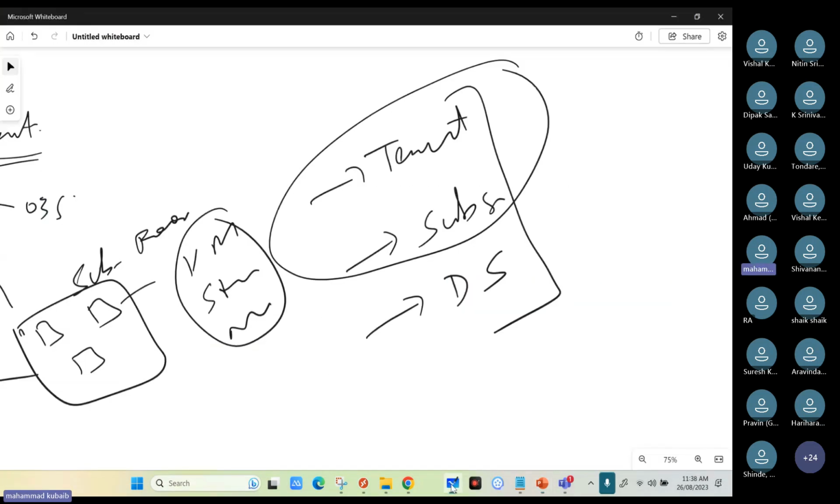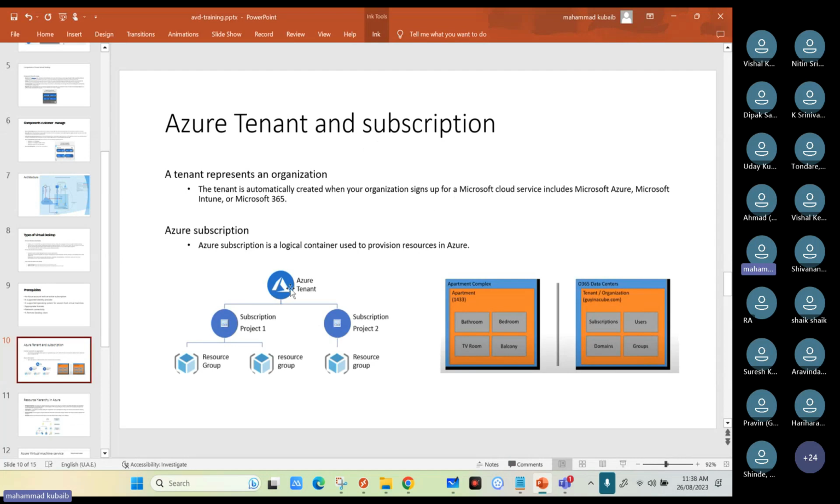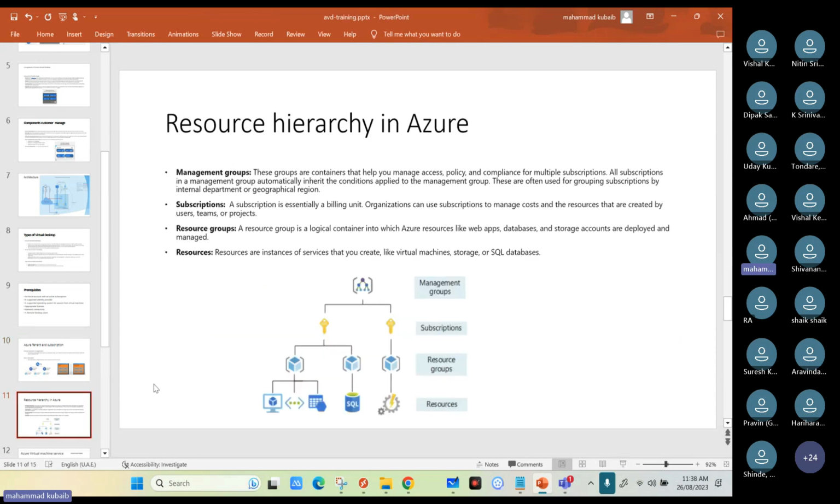If I go to my diagram over here, as you can see, you have the Azure tenant. Under that, you have multiple subscriptions, subscription one, subscription two. Then you have resources. So this is a brief about what is a subscription. Now there is one more concept called management group. If you go to this, here you will see something called management group.